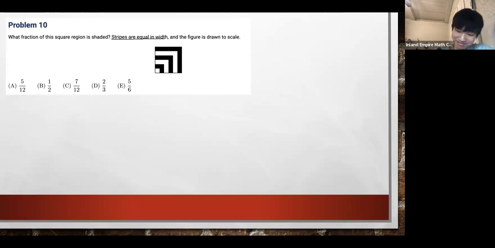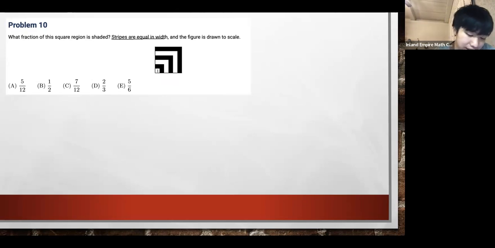But the way that I would approach this is to just set this small square right here equal to 1. This is a really small square, but we set this equal to 1. The area of that small square is 1.